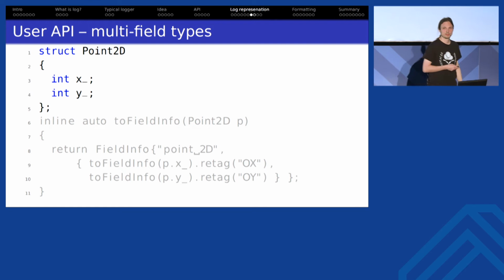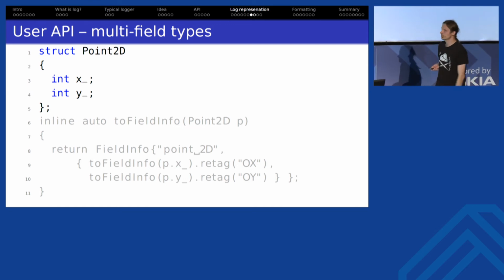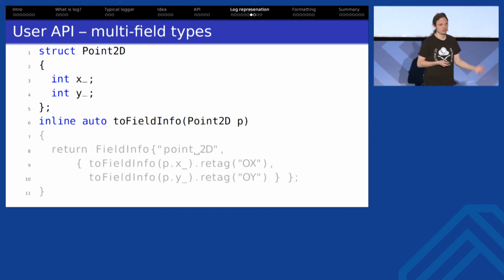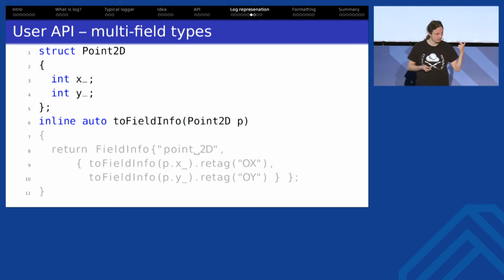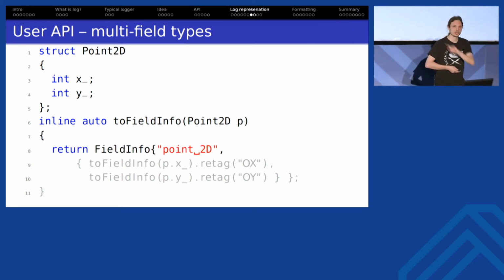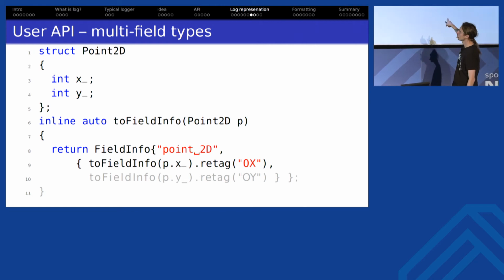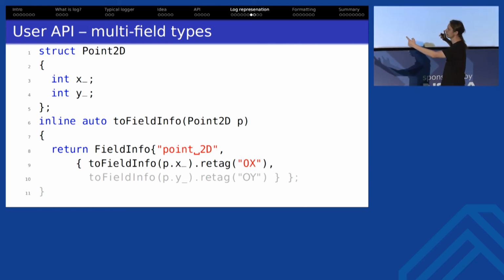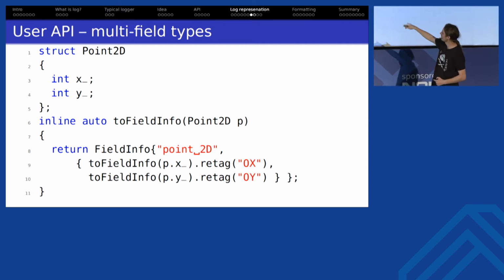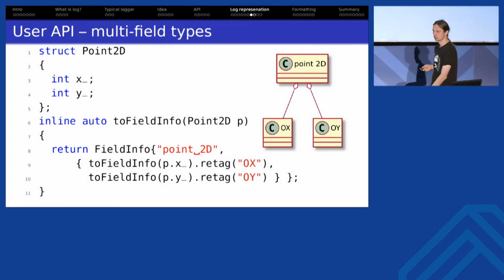Now, let's try to do some more interesting example. So a point 2D with two fields, x and y, representing coordinates on the screen, for instance. And again, we provide two field info with a parameter of point 2D and return type of a field info. And then we can create a field info. We can explicitly call it, this is a point 2D. And there is when the fun part starts. We are actually passing a collection of field info. So this is this part where this vector of field infos kicks in. And for px, we retag it as ox, and py, we retag as oy to indicate that this is x and y coordinate. So effectively, we create a structure that looks like this in memory.